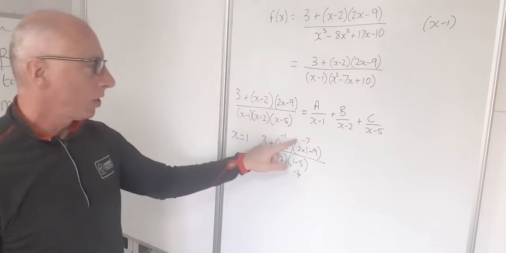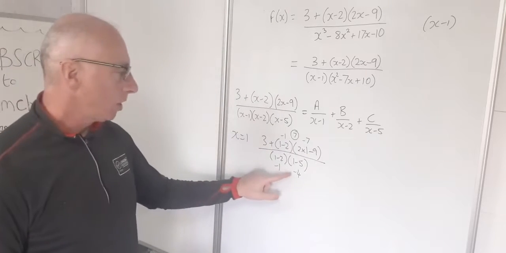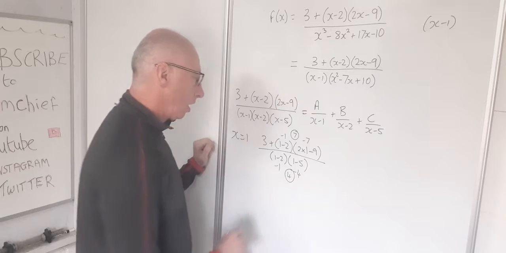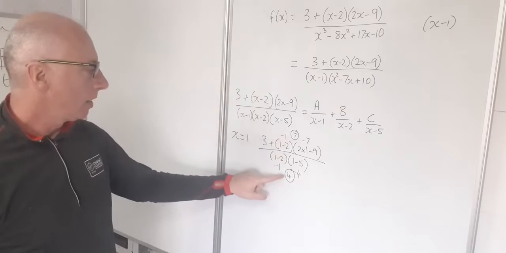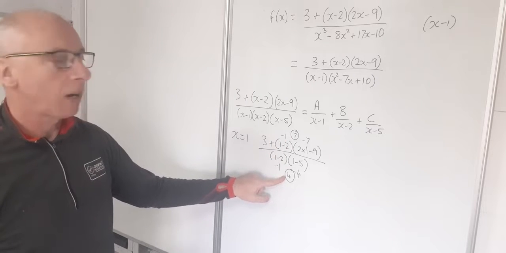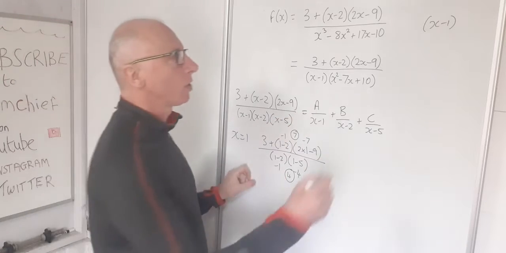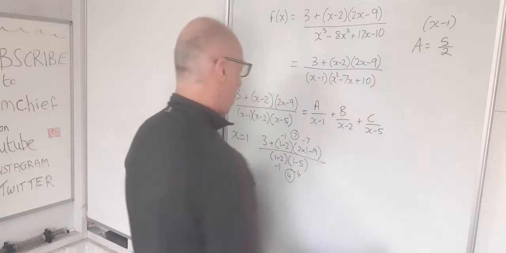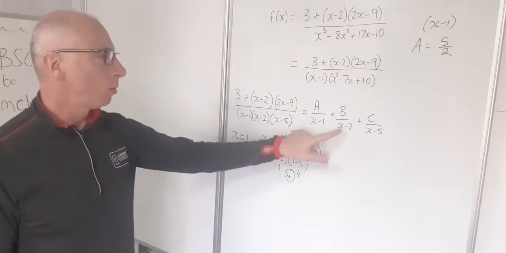Okay, minus 1 times minus 7, that's going to give me 7. Minus 1 times minus 4, that's going to give me positive 4. Okay, 3 plus the 7 gives me 10. 10 over 4 gives me 5 over 2. So therefore my a is 5 over 2. So let's just write that up over there. Okay, right. Let's have a look now for when x equals 2.